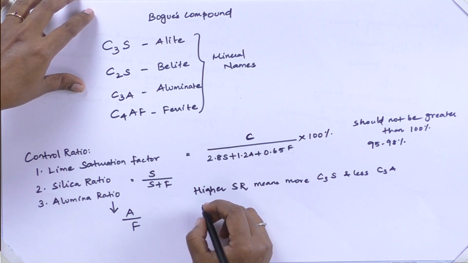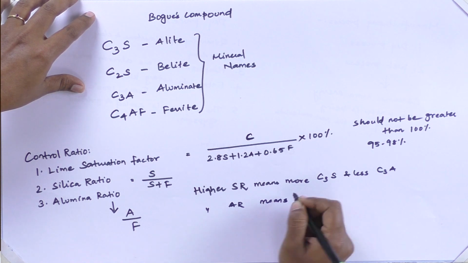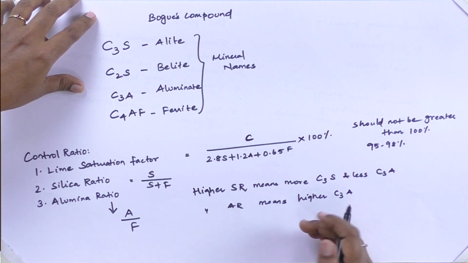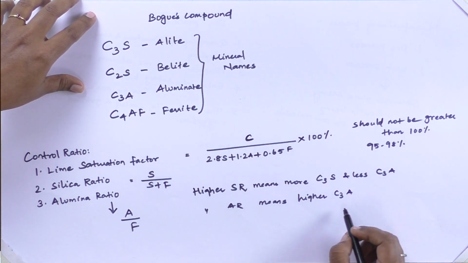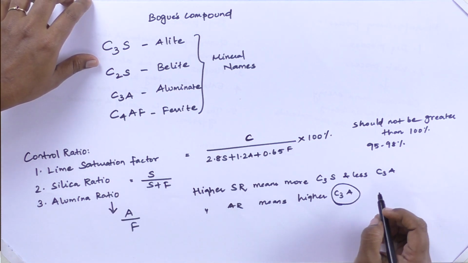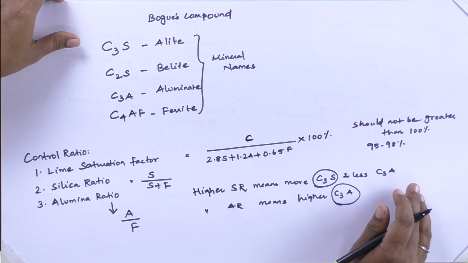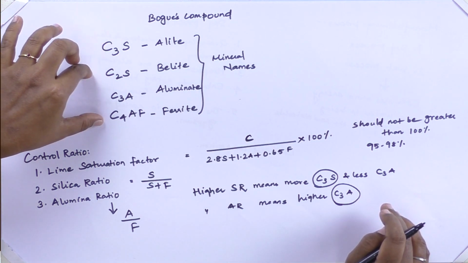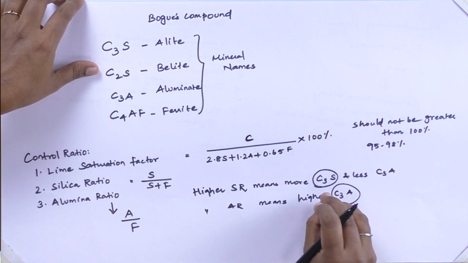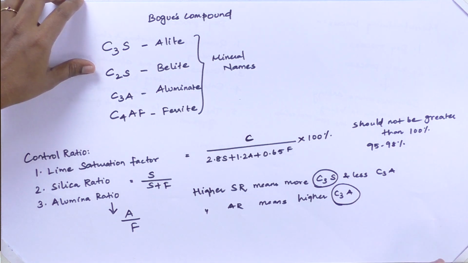And also, a higher alumina ratio means higher C3A. That is, when the alumina ratio is high, we will be getting higher C3A. When the silica ratio is high, we will be getting more C3S. In a cement, each and every compound should be within the prescribed limits, and why it should be within the prescribed limits we will be discussing later during the hydration process.